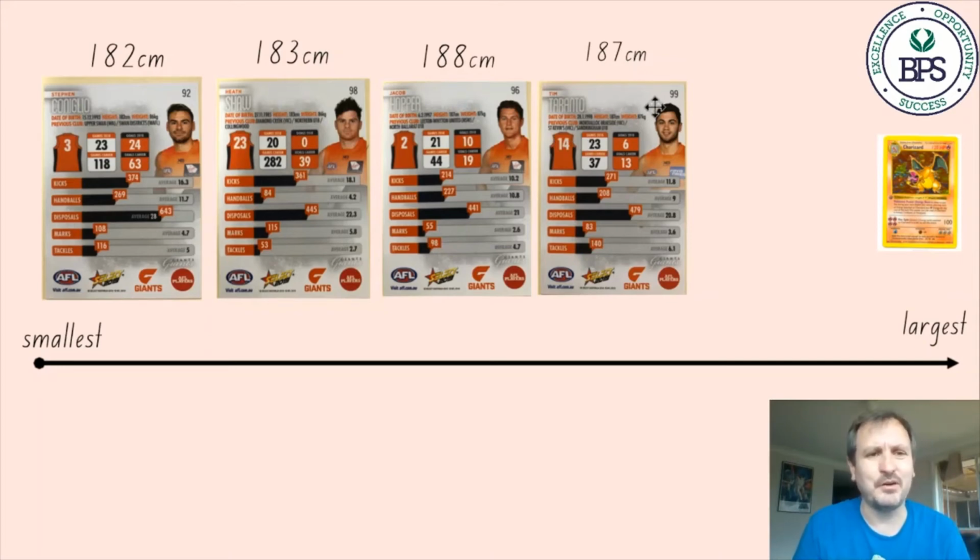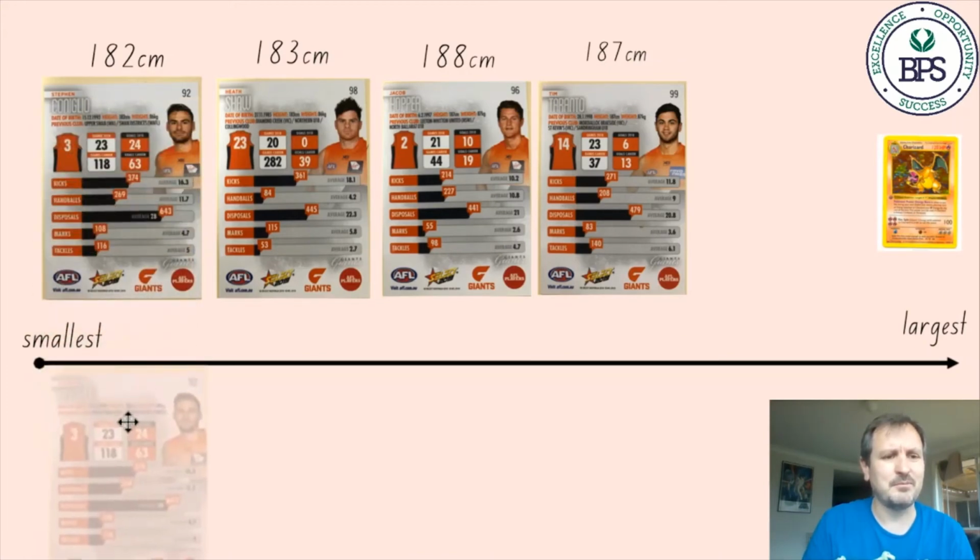So if we're going to order those players based on their number, they've all got the same amount of 10s. So we have to then look at the ones to find the smallest. Stephen Coniglio has 2 1s, Heath Shaw has 8 1s, Jacob Hopper has 6 1s, and Tim Taranto has 9 1s. So clearly Stephen Coniglio is going to be the smallest of those numbers. So we'll drag him onto the line there.